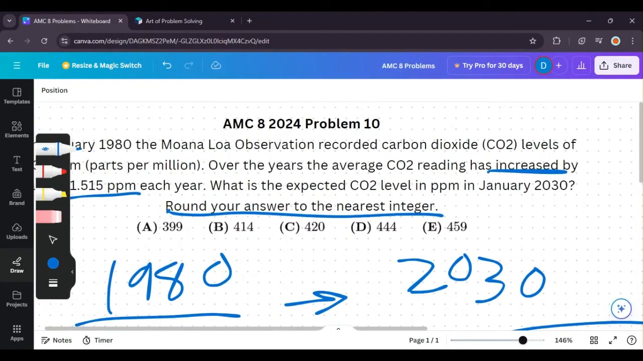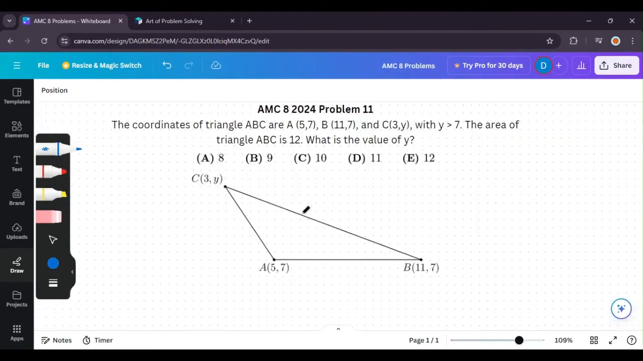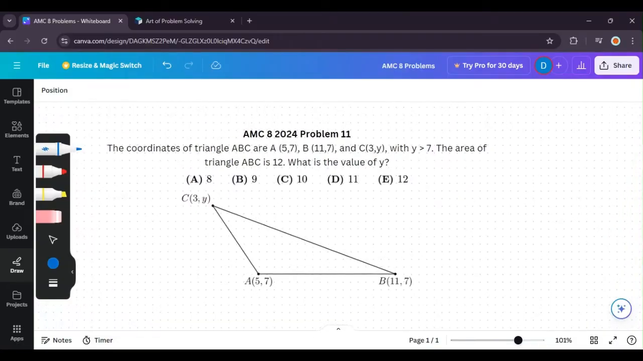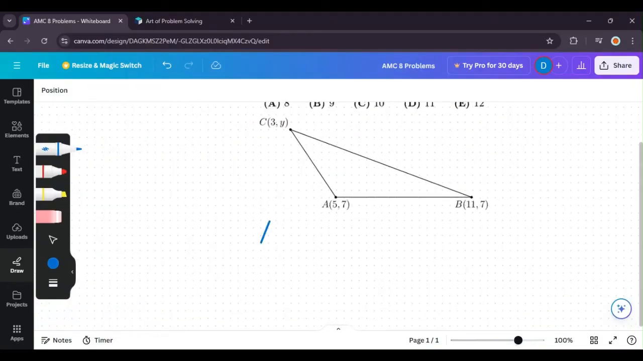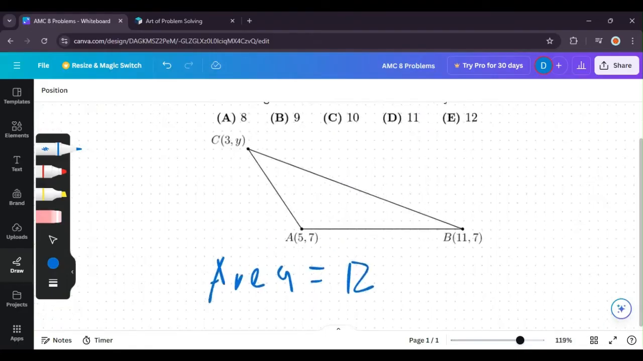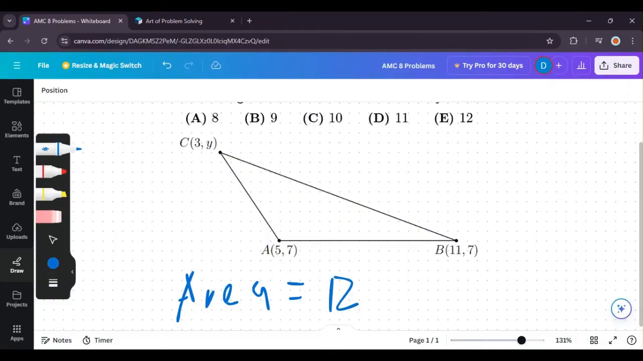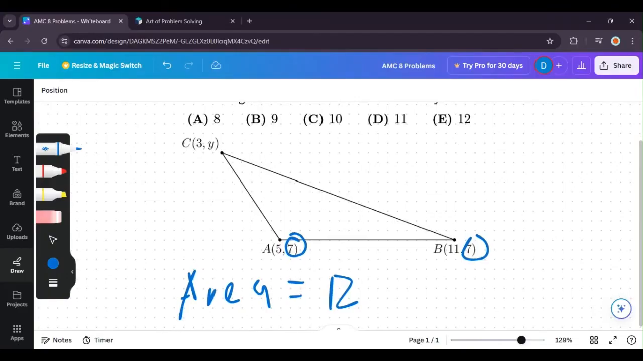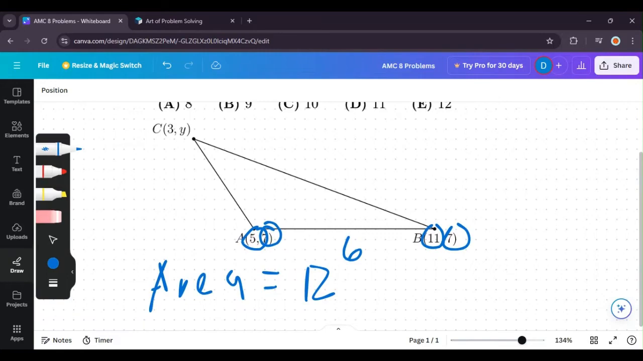It would be B. So we have the triangle right here, and what we're going to do is write down everything we have. So the area is equal to 12, and the base, we also know the base by a little bit of calculation. It has the same y coordinate, so we can just subtract the x coordinates to find the base, which is 6. 11 minus 5 is equal to 6.